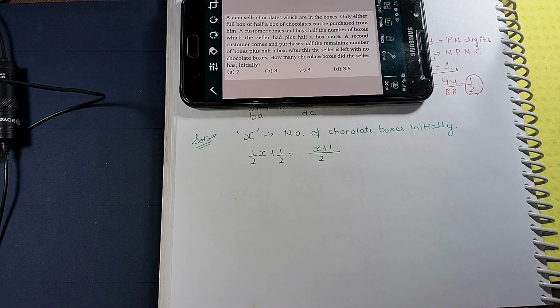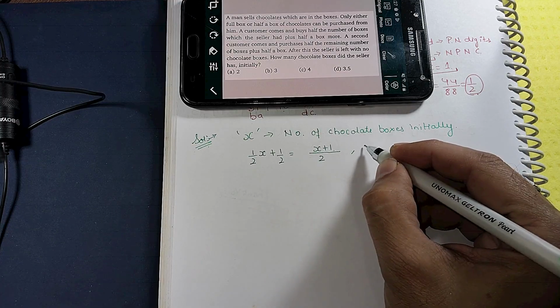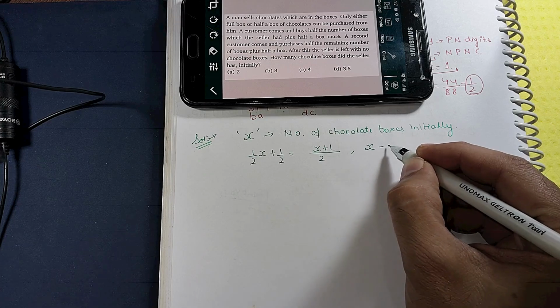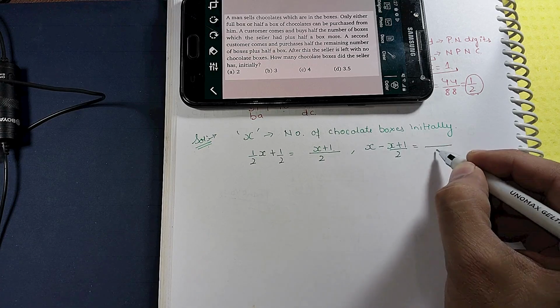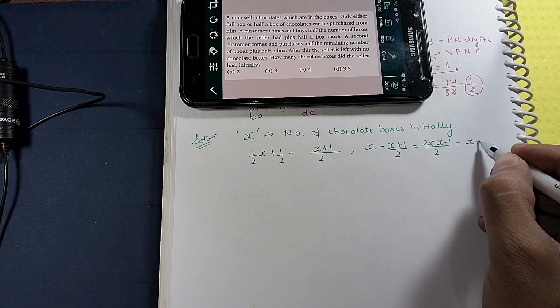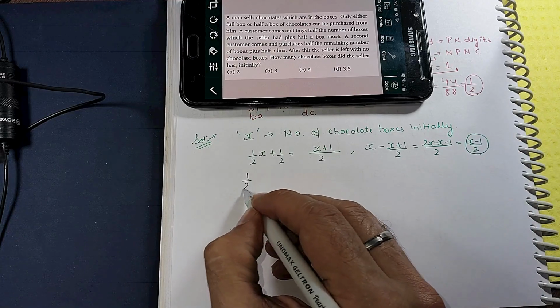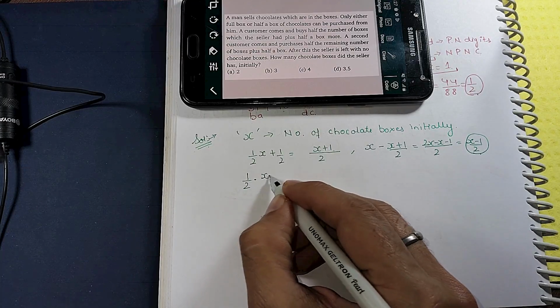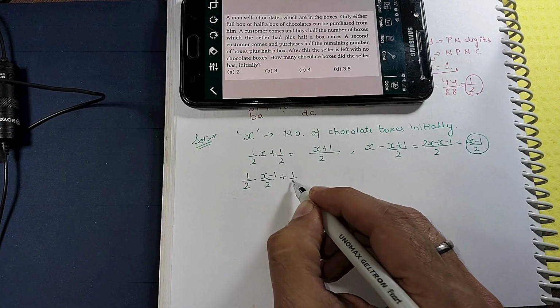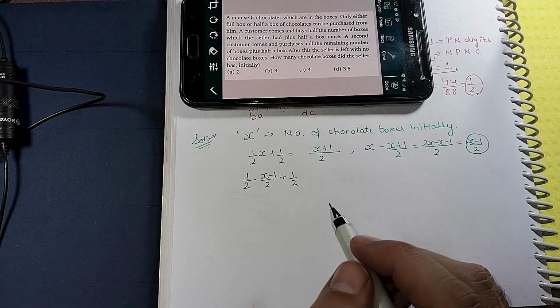Now a second customer comes and purchases half the remaining number of boxes plus half a box. So that means half of the remaining. First we'll find the remaining, which will be X minus (X plus 1) by 2. So this will be equal to (2X minus X minus 1) by 2, which is (X minus 1) by 2. So these are the remaining number of boxes. So he buys half of the remaining number of boxes, so half of (X minus 1) by 2, plus 1 by 2 more, because it says plus half a box. So half a box means 1 by 2 of 1.